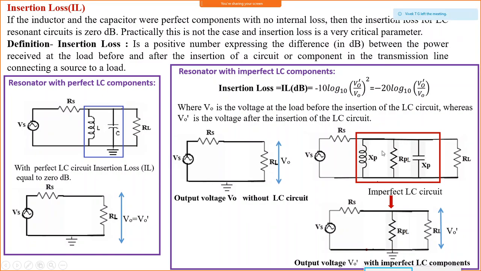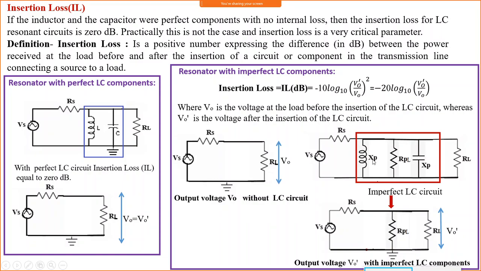But the inductor is replaced by its equivalent circuit, the parallel equivalent circuit. This I taught already in the previous class, equivalent circuit of imperfect inductor. So that is XP in parallel with the RPL. So now the equivalent circuit is like this for imperfect components. And now power is dissipating in this resistance. The power dissipates in this resistance. So to calculate the voltage, now we have to consider this resistance RPL, that is with inserting the network.